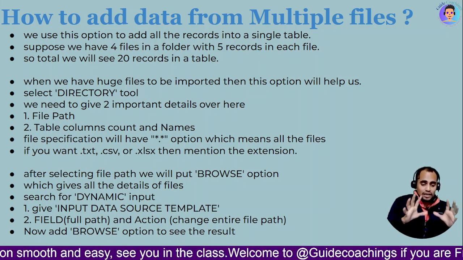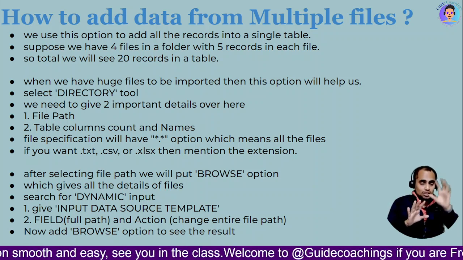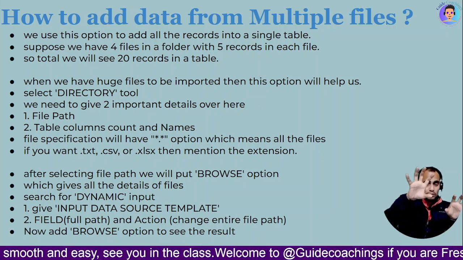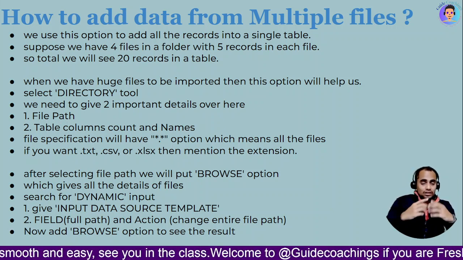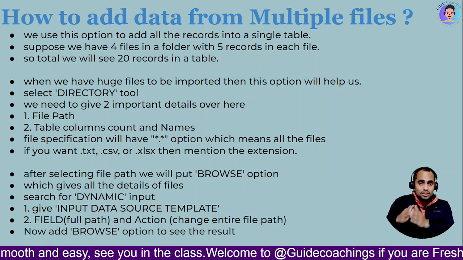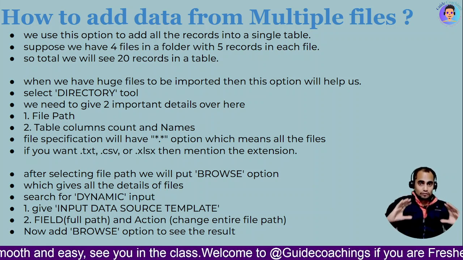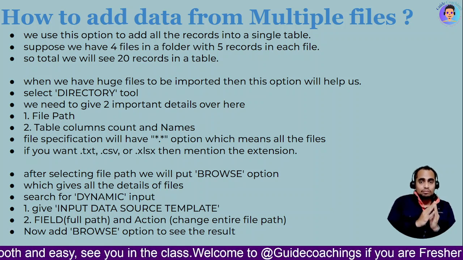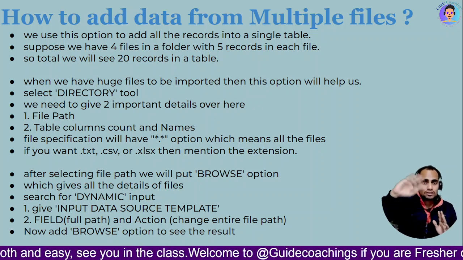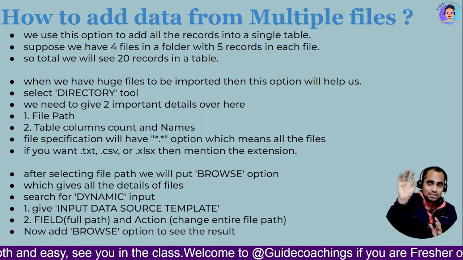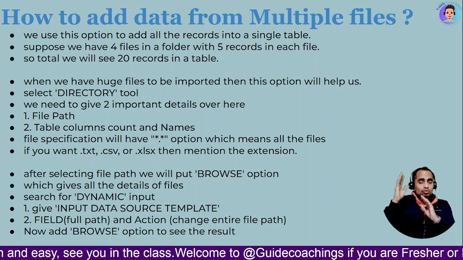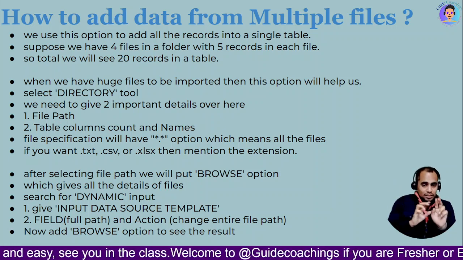After selecting the file path, we will put a browse option. Once you select the file, you need to browse it. Once you browse it, you will get the directory path, file names, and other details of that particular folder. After that, you need to select a dynamic input. You will go directly to the search bar, search for dynamic input, and you will find it. Once you click on it, you drag it and drop it into your work area.